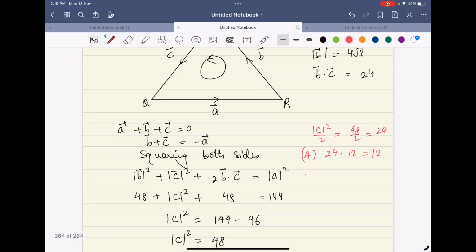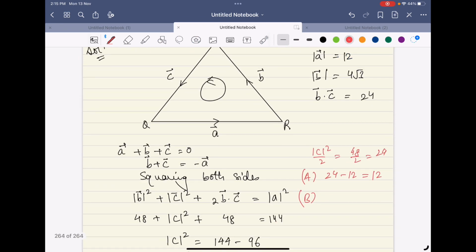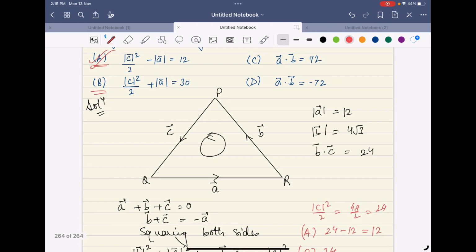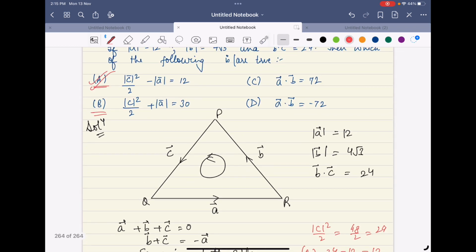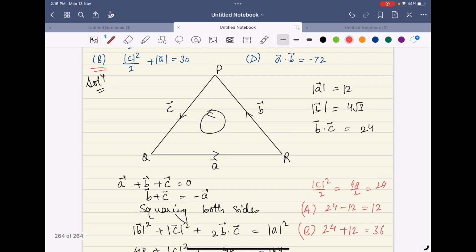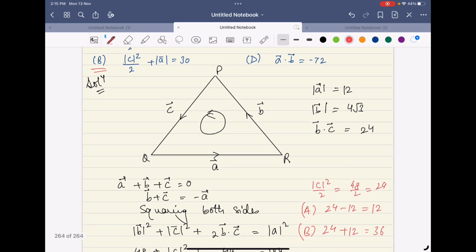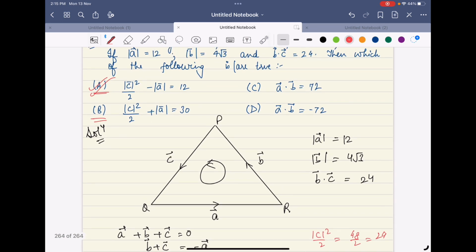Now let's go to option B. Mod of C square divided by 2 is already calculated, 24, plus mod of A, which is 12. So clearly this is 36, and what is given is 30. So clearly this option is wrong. So the first option is correct, the second option is wrong.